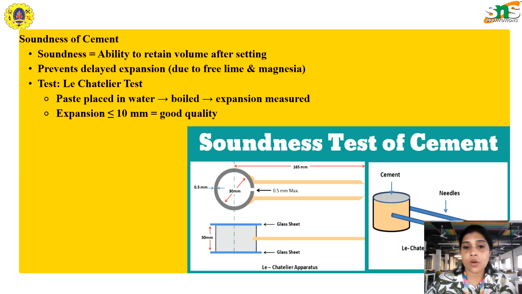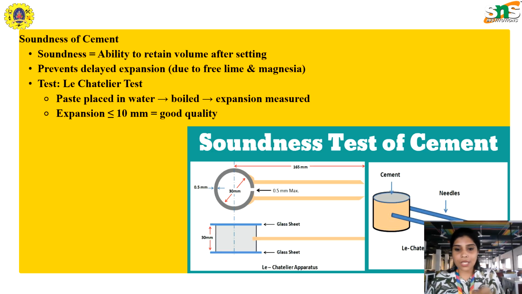Next, we can talk about the soundness of cement. Soundness is the ability of cement to maintain its volume even after it has set and hardened. If cement is unsound, it will expand later, causing cracks in the structure. This problem usually occurs when cement contains excessive free lime and magnesia. Cement is made up of lime, magnesia, and CaCO3, some such ingredients.